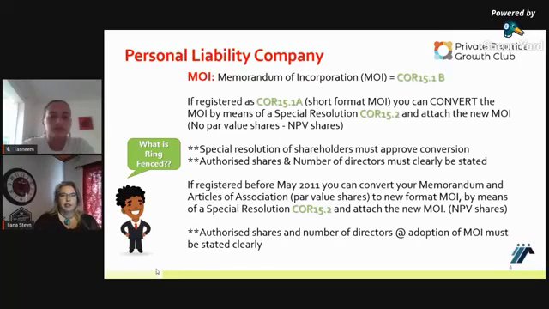What we will then basically do is use a special resolution with CIPC. We will then attach the new MOI and register it that way, which means you will also have no par value shares. And maybe, Tasneem, that might be something that we can touch on a little bit later as well. So the special resolution, just to let you know, needs to be approved by all the shareholders as well. And then you need to clearly indicate the authorized shares in the company as well as the number of the directors. So when we do that conversion, that needs to be very clear to CIPC what is happening there.